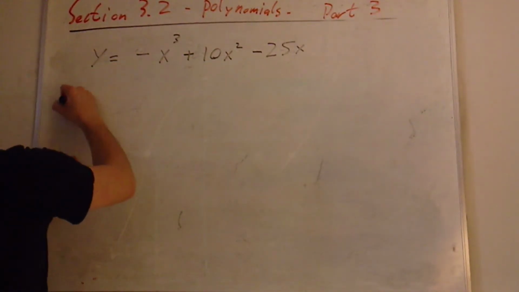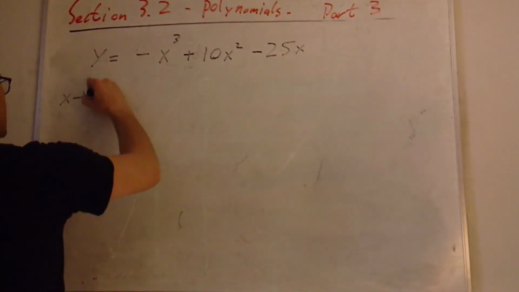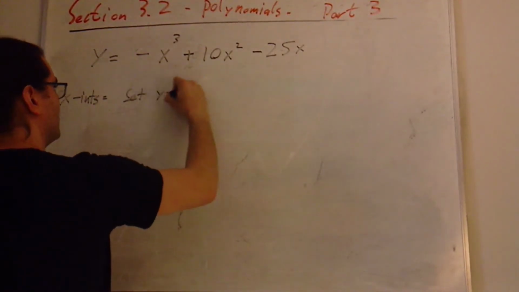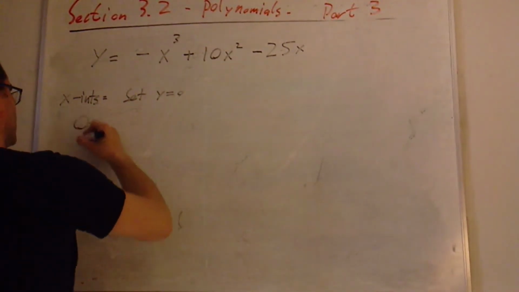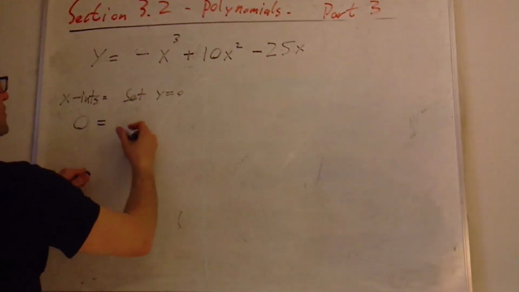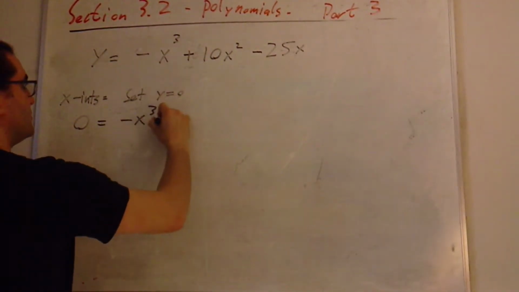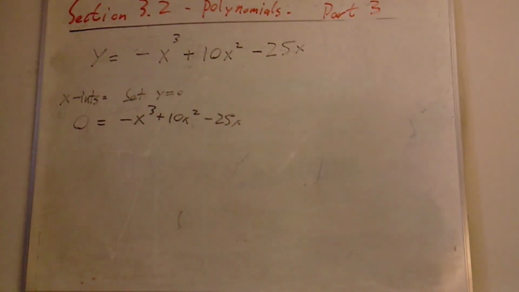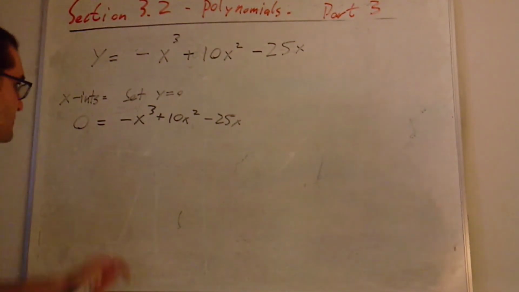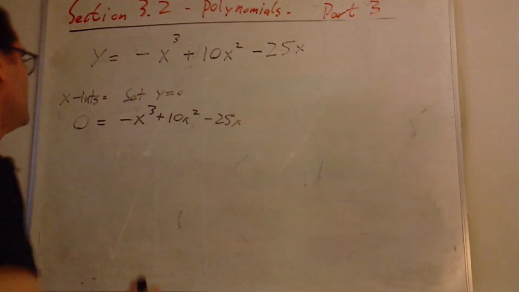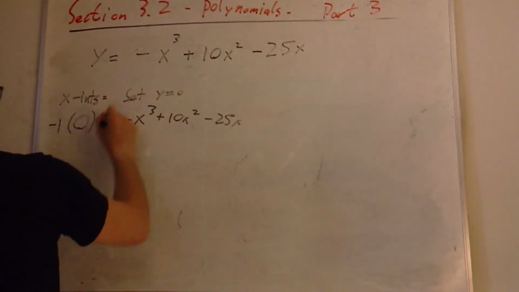When you start looking for these x-intercepts, you set y equal to 0, which gives you, I need a new marker. This black is not holding up. 0 equals negative x cubed plus 10x squared minus 25x. So when I say get rid of it immediately, I mean from here, the very first thing you can do is multiply both sides of this equation by -1.